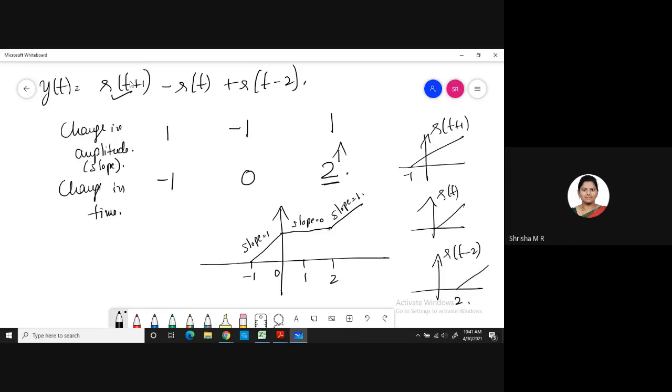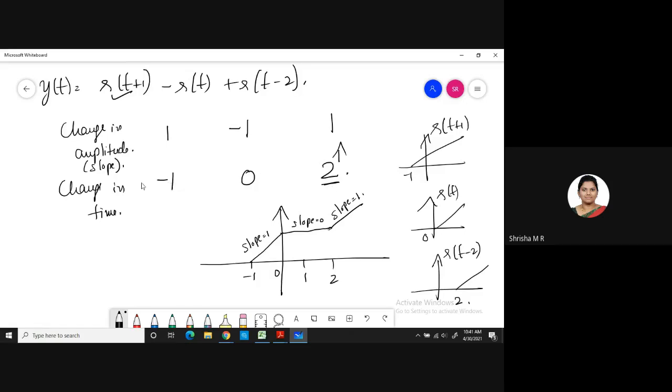So we have to know the basics. R of t plus 1 means from where will the signal start. R of t minus 2 means from where will the signal start. You have to at least know that much. It is compulsory that you know this. So you have written the amplitudes 1, -1 and 1, and you have written the change in time, that is, at what time each occurs: -1, 0 and 2.